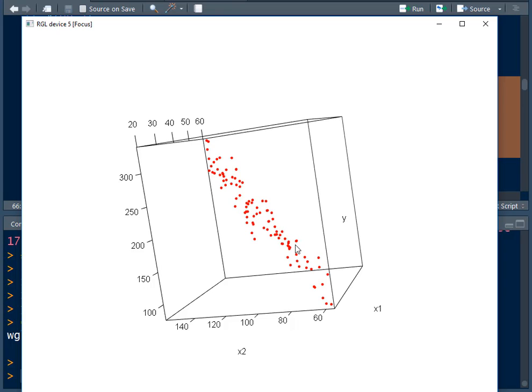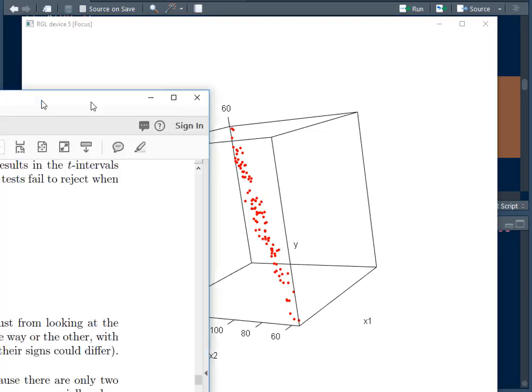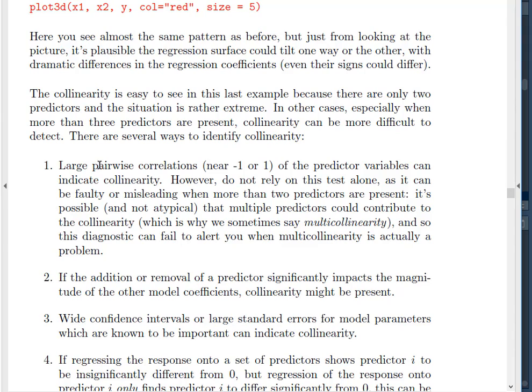In real life, especially when you have more than 3 predictor variables, the collinearity can be much more difficult to detect with your eyeball. So we rely on several other ways. First way, one thing that a lot of people do is to check for pairwise correlations. Okay, they'll get the correlation matrix just for the predictor variables. However, you got to be careful here. Don't rely on this test alone because it can be faulty. It can be misleading.